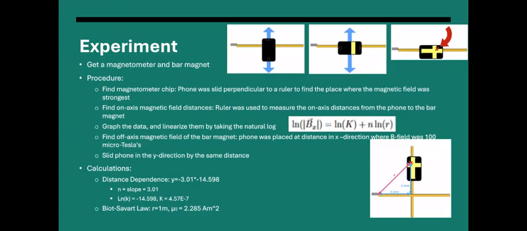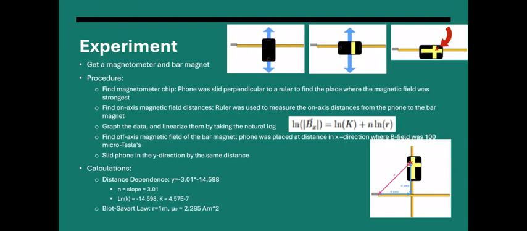That was kind of the only two initial setup. And then we had to find the magnetometer chip. So we slid the phone perpendicular to a ruler to find the place where the magnetic field was strongest. And there's an example of this on the top 3 pictures. And we had to find the on-axis magnetic field distances. So the ruler was used to measure the on-axis distances from the phone to the bar magnet.